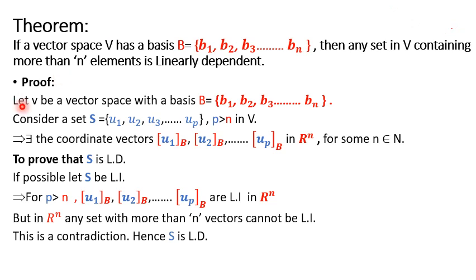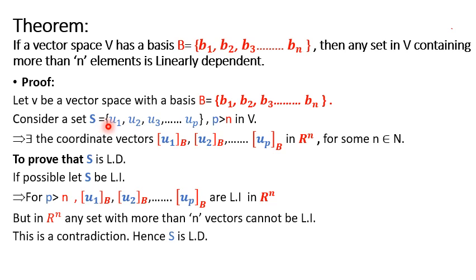So, a proof. Let V be a vector space with a basis B equal to the set containing b1, b2, b3 and so on bn. So in the basis of V you have n number of elements. Now what we have to prove in this theorem is that any set with more than n elements is linearly dependent. So for that, consider a set S with u1, u2, u3 and so on up, p number of vectors where p is greater than n in V. What is n? The number of vectors in the basis of V. Now you have to prove that this S should be linearly dependent.